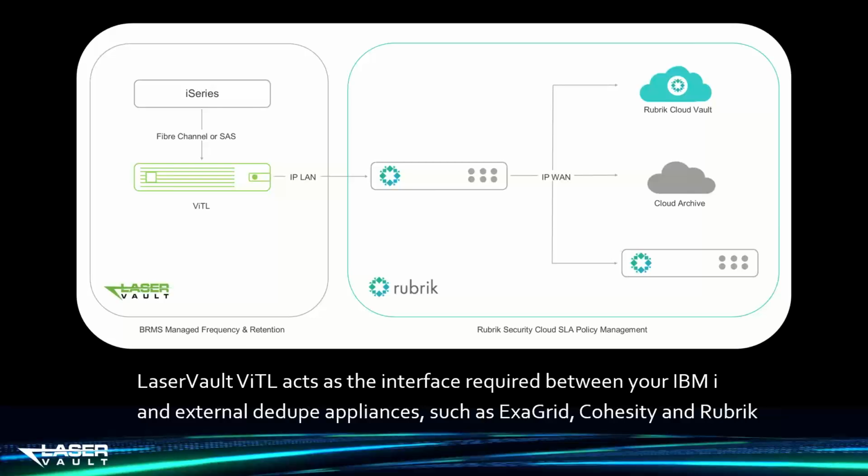And so with the Rubrik solution, Exagrid, Cohesity, just to name a few, you have all of the data immutability capability, you have replication to cloud archive, Rubrik Cloud Vault, replication to a DR site with a second Rubrik solution. And this is where a VTL can connect to Rubrik through TCP/IP and access backups at both locations.